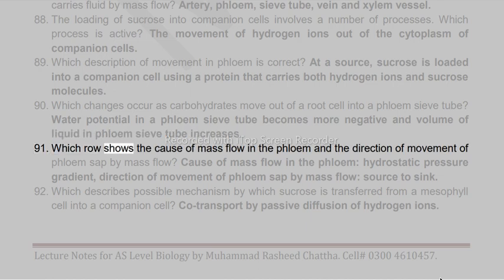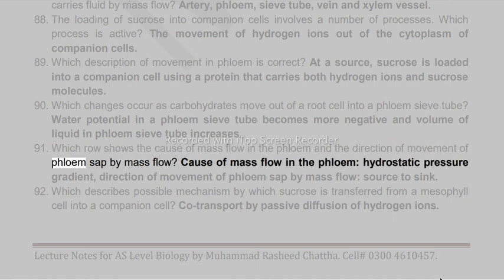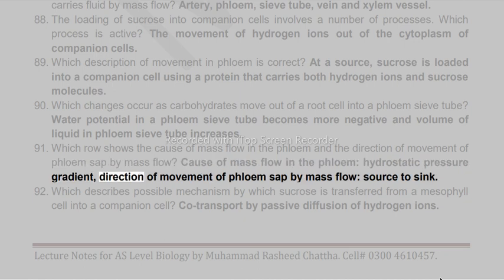91. Which row shows the cause of mass flow in the phloem and the direction of movement of phloem sap by mass flow? Cause of mass flow in the phloem: hydrostatic pressure gradient. Direction of movement of phloem sap by mass flow: source to sink.